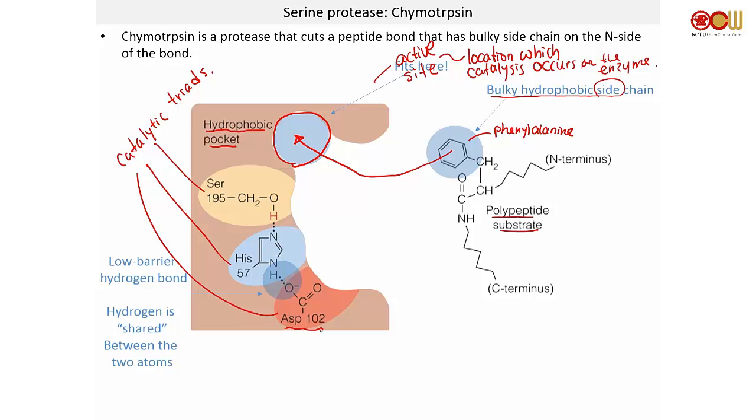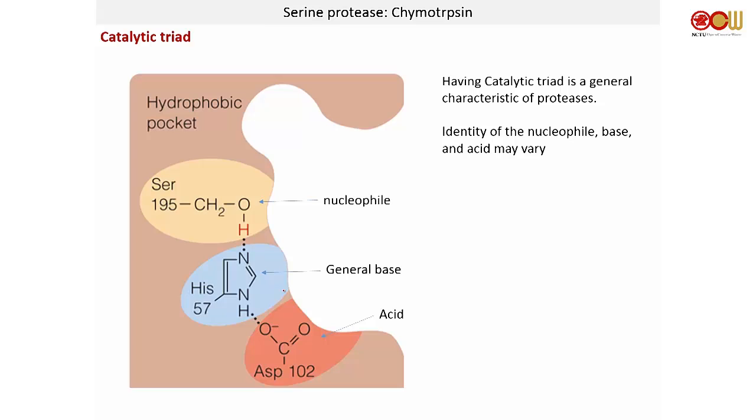So this low barrier hydrogen bond, we can essentially consider that that hydrogen is sort of shared between the nitrogen and the oxygen. Okay? So you have this negative charge that's grabbing this proton. So the catalytic triad, we have serine, histidine, aspartate. And having the catalytic triad is a general characteristic of proteases.